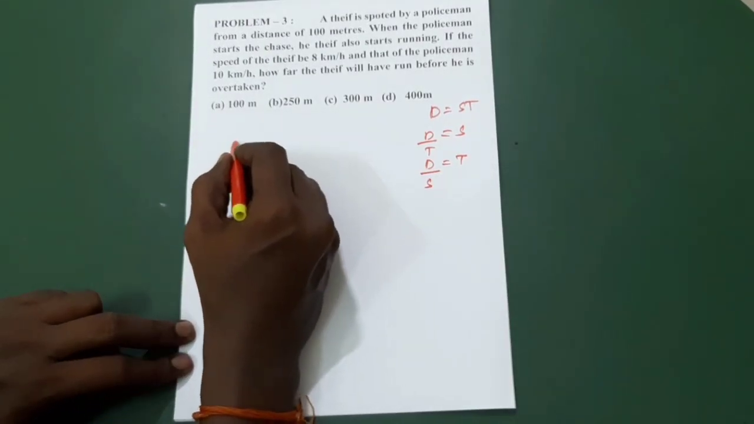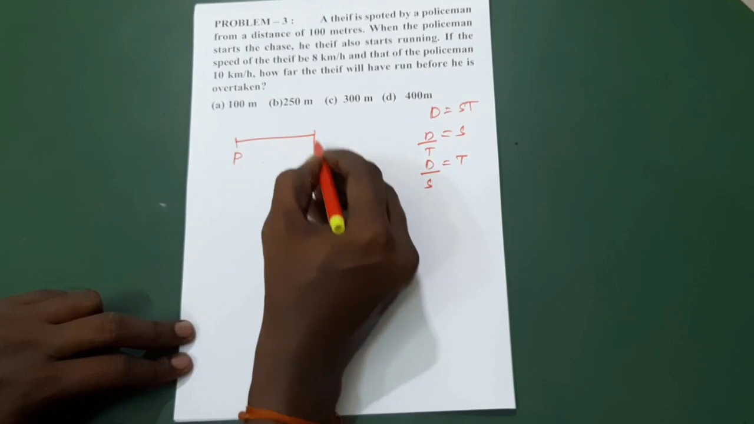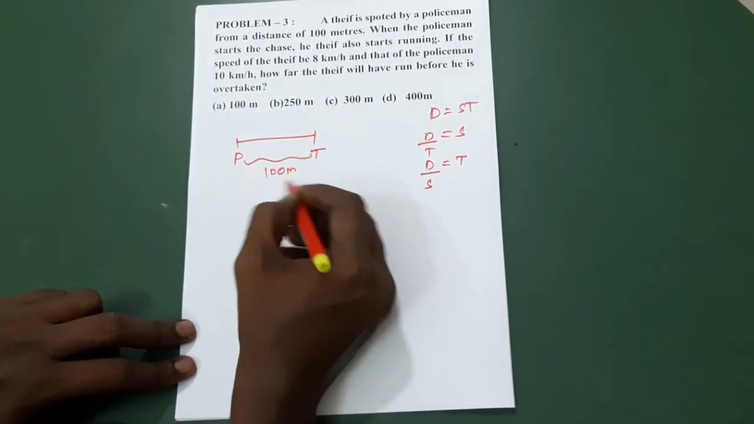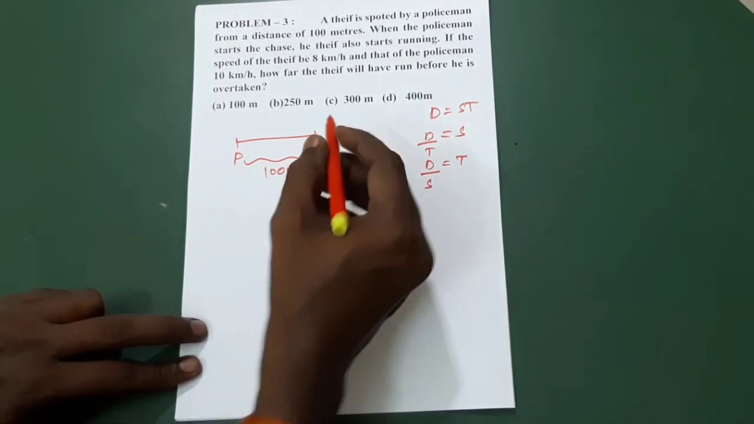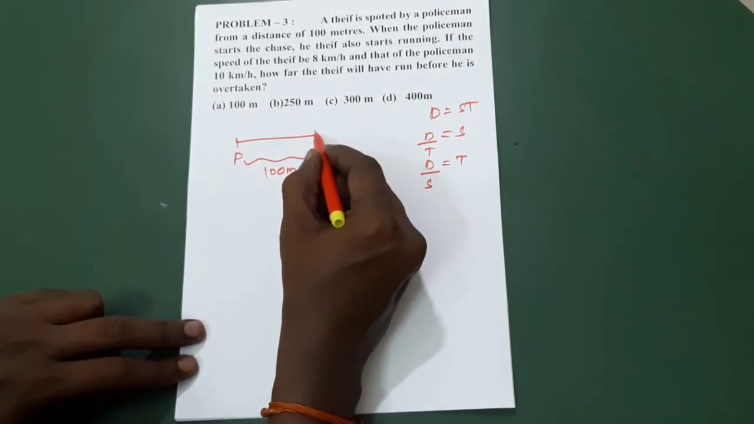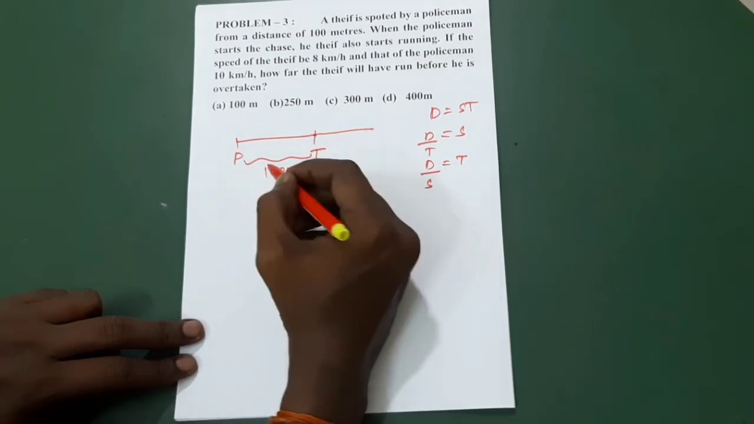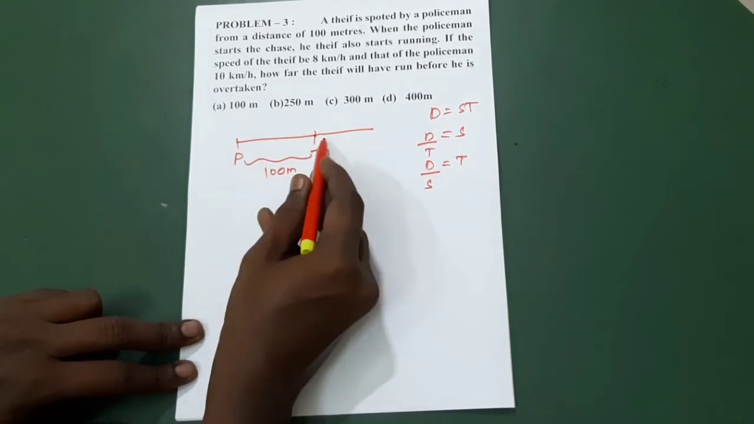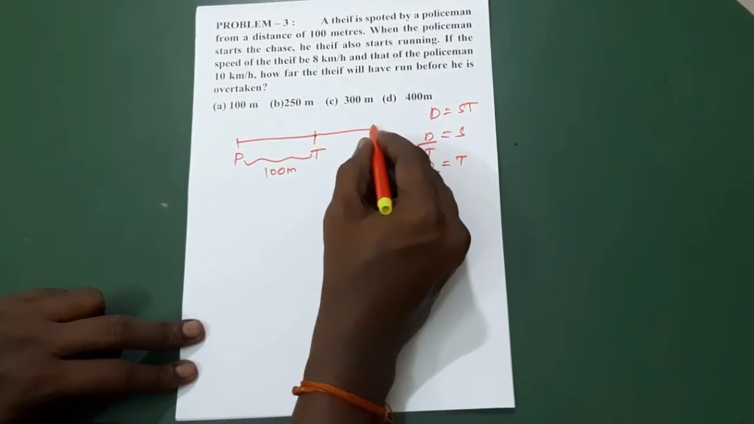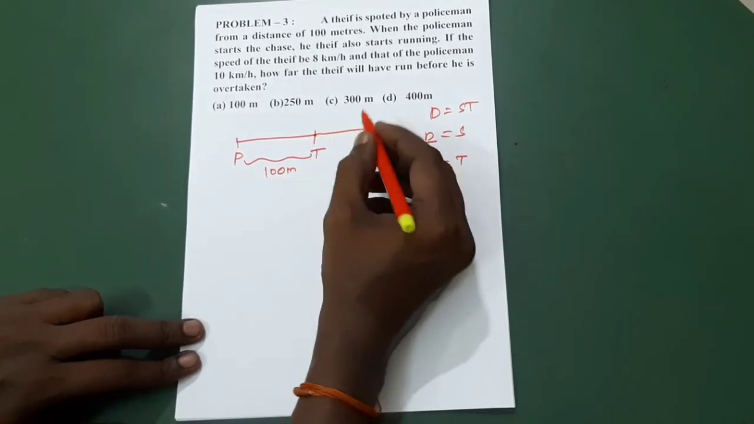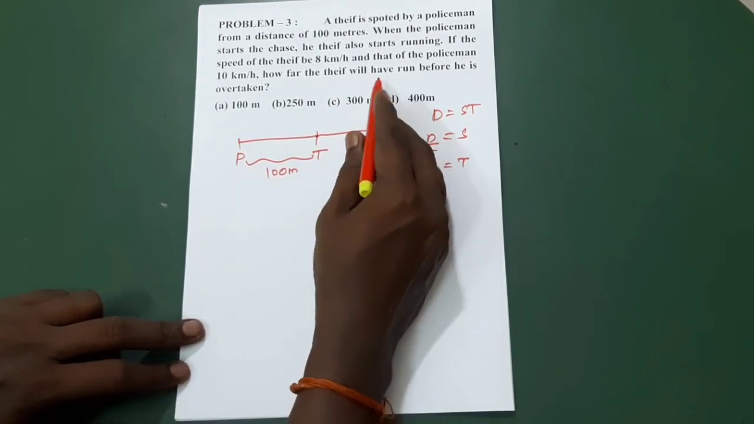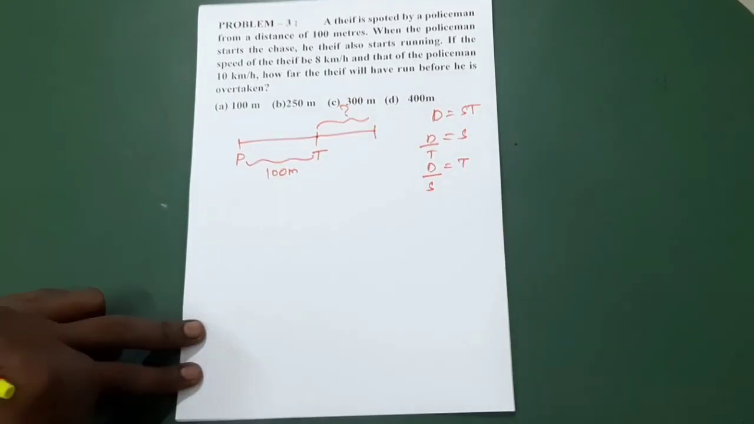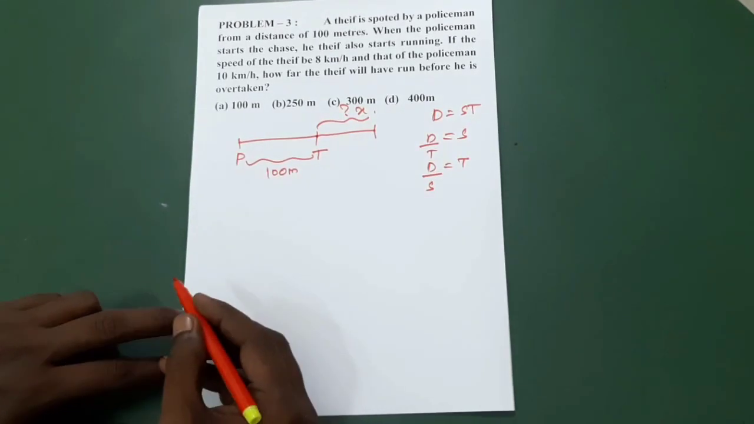Okay, so the first policeman is here, let us take the thief is here. The distance between them is 100 meters, and the thief is running to the opposite side, away from the police, and the police is chasing. They have started at the same time. This is very, very important. What you have to find is how far the thief will run, that means this distance, let it be x.